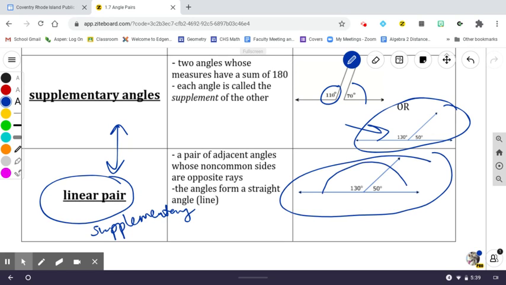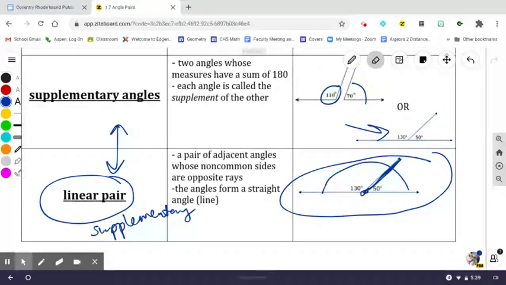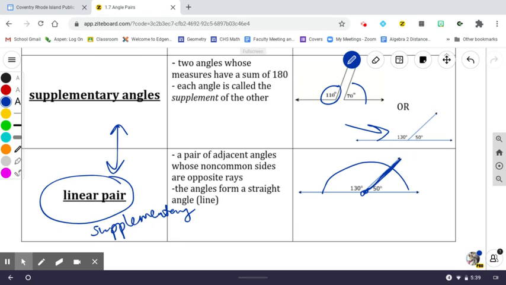They make a straight line. They add to 180. They are adjacent. They share this common side and this common vertex. So linear pairs are always supplementary, but not all supplementary angles are linear pairs. So if you look at these two, those are not a linear pair because they're not touching. So you'll see as we go through, most of what we deal with supplementary angles, most of them are linear pairs.